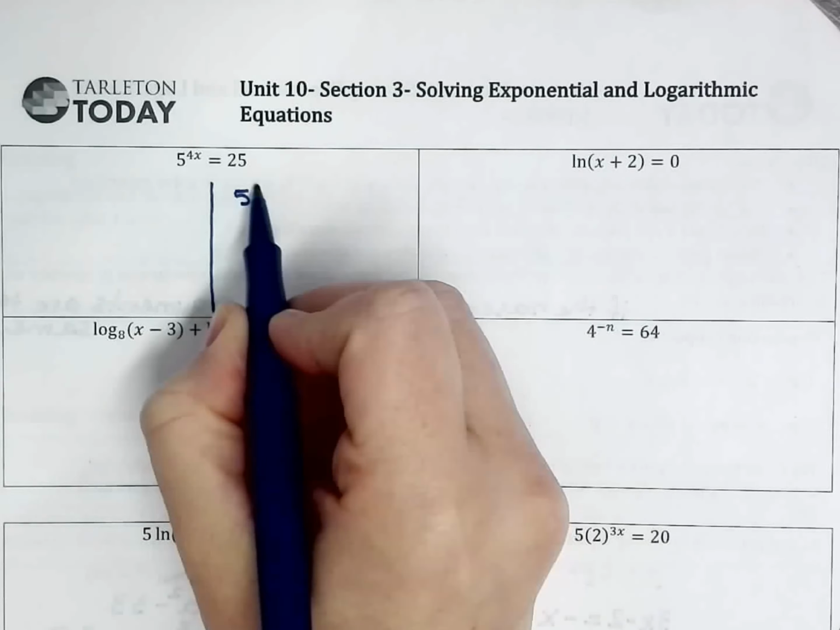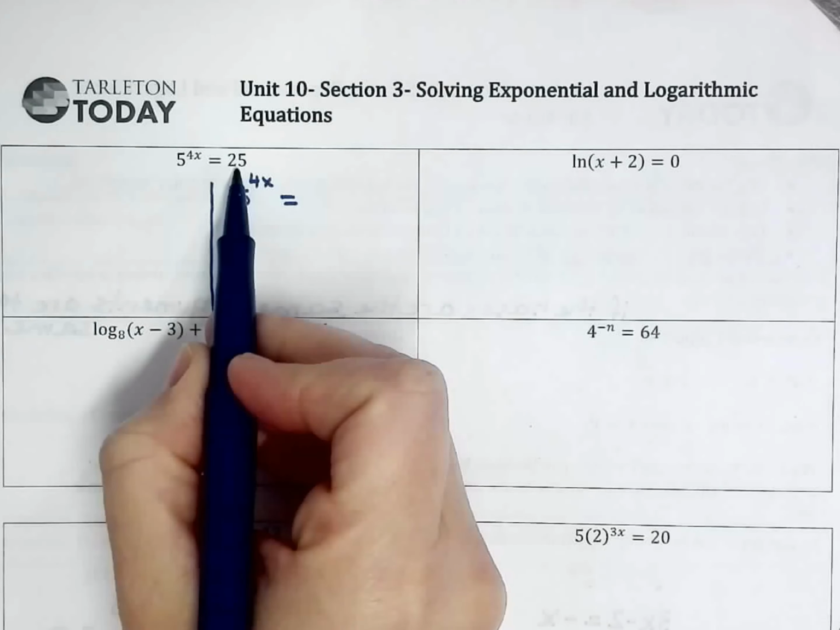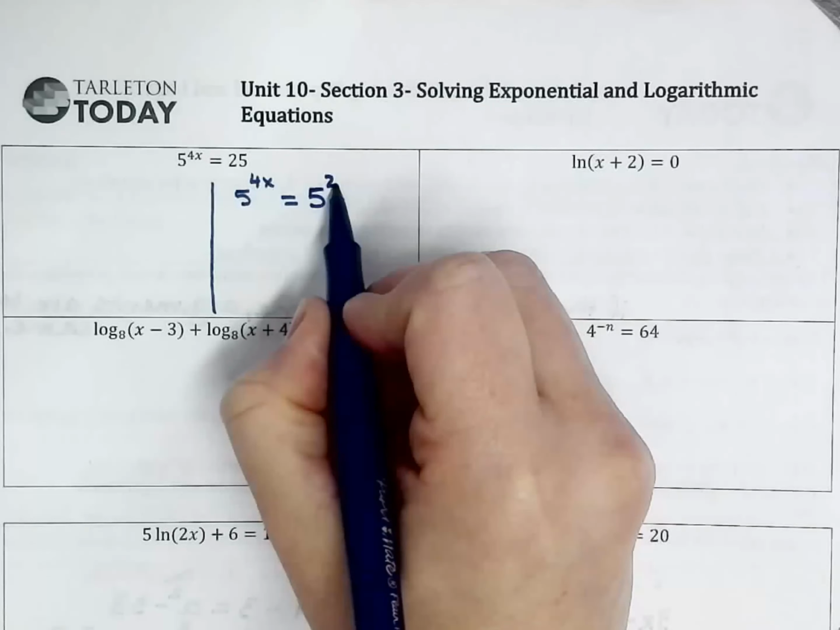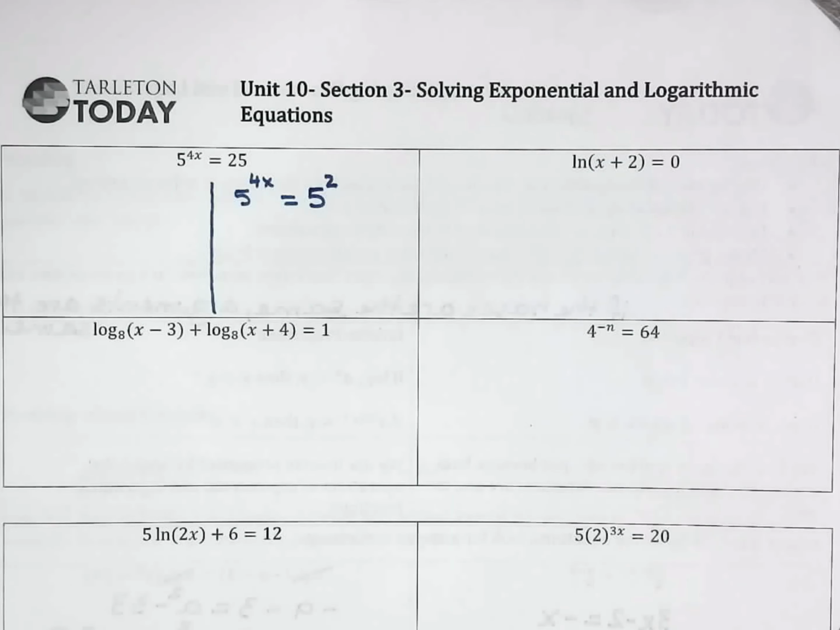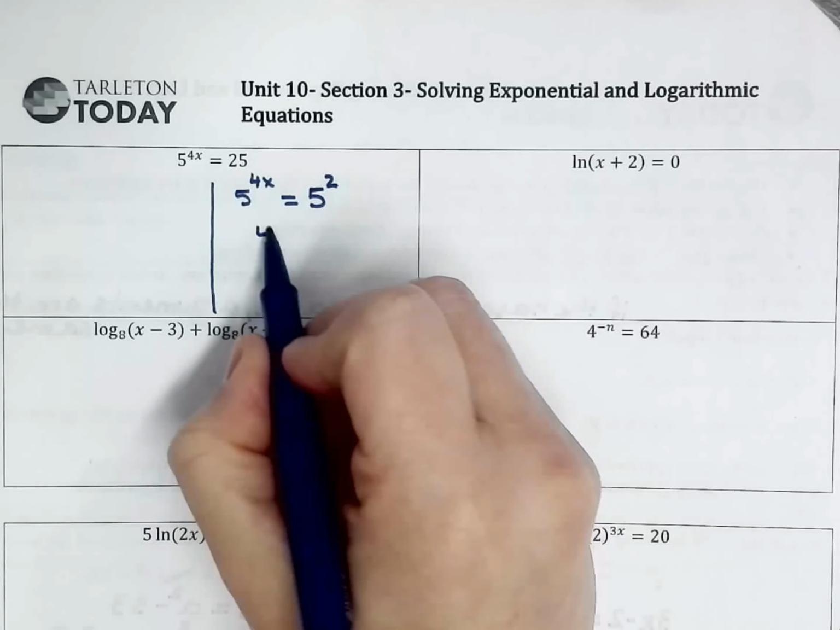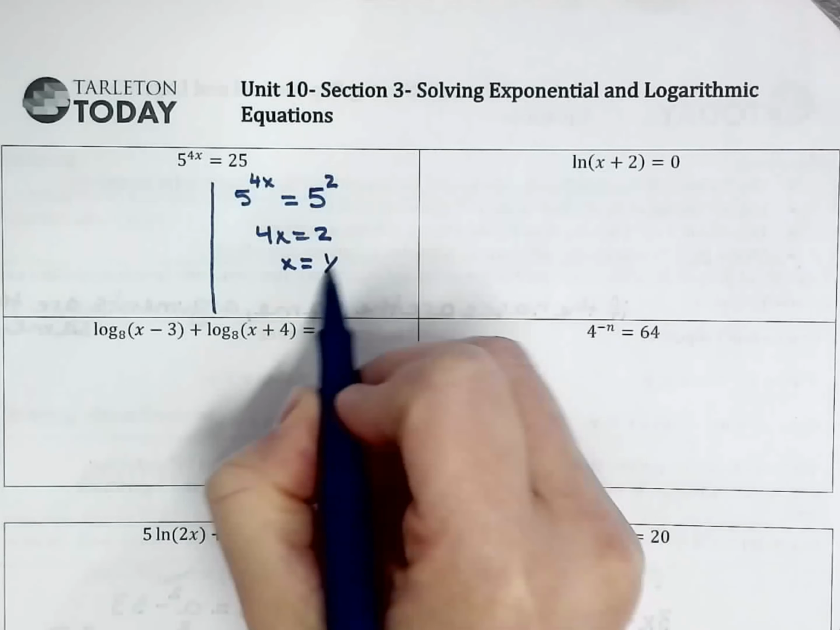So base 5 to the power of 4x equals 25. I can easily make that base 5. I know 5 squared is the same thing as 25. Easy. Now, the bases are the same, so the exponents are the same. So 4x equals 2, divide by 4, x is 1/2.